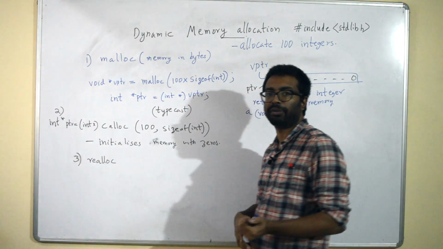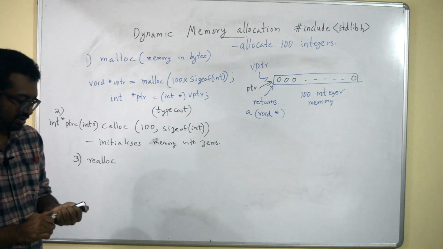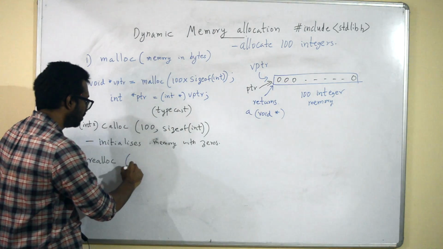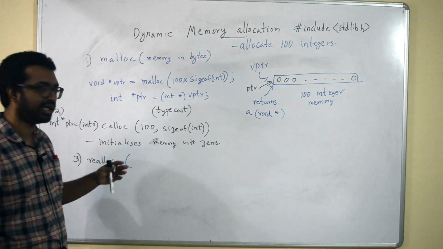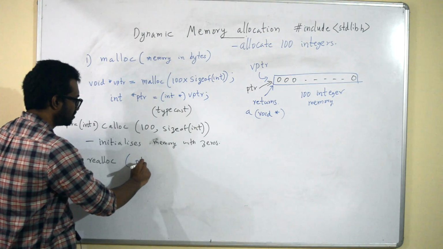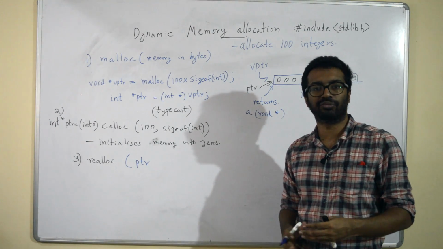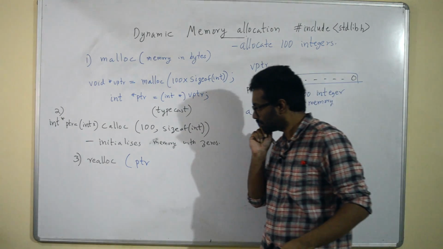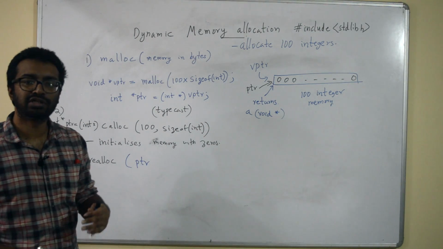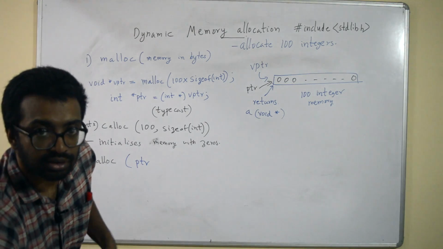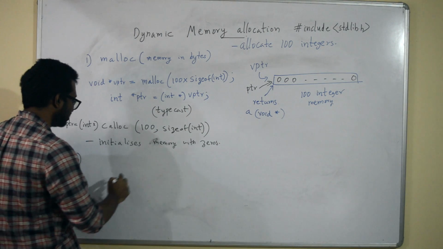So what are the parameters you have to pass for this realloc? First parameter is the pointer of the memory location which you want to realloc. So in this case it's ptr, right? And I realized that this 100 integers is not enough for ptr and I want it to be 200. So if I want this to be 200, just one second. I'm going to leave some space.